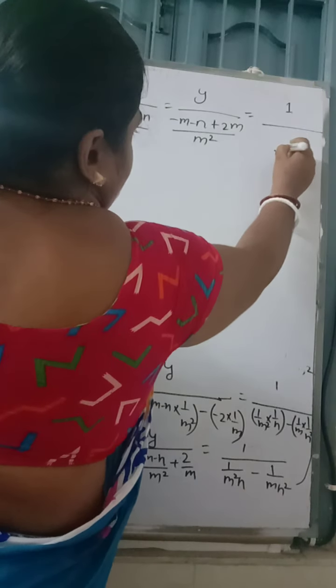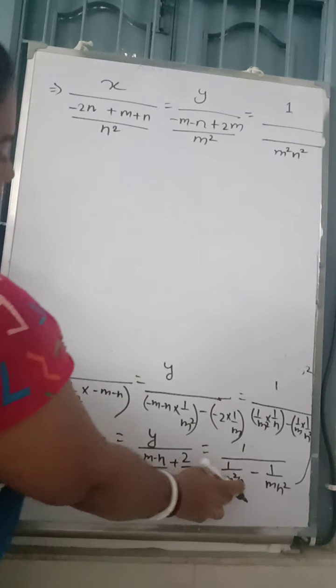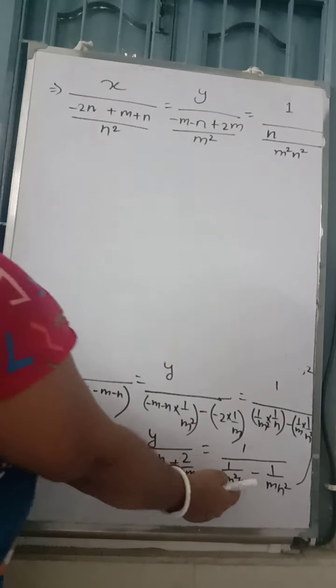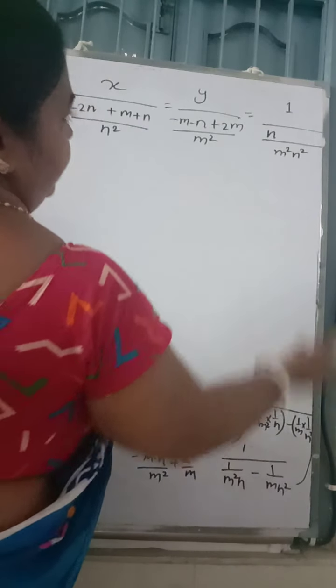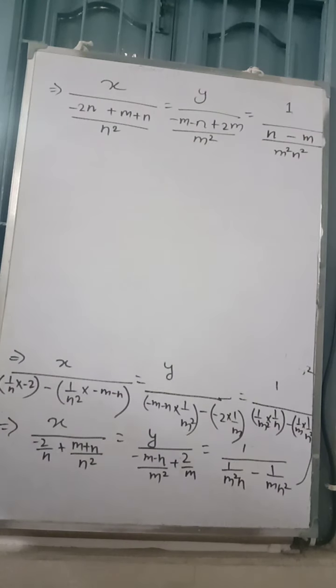LCM is m square n square. So this side I have 1n, so this one will multiply with mn, and here I have 1m, so this one will multiply with m. So finally we'll get this, is it?